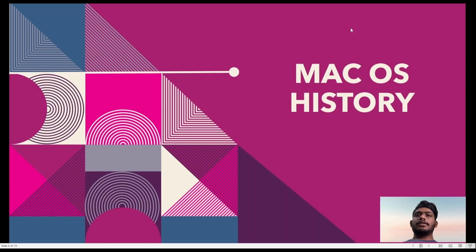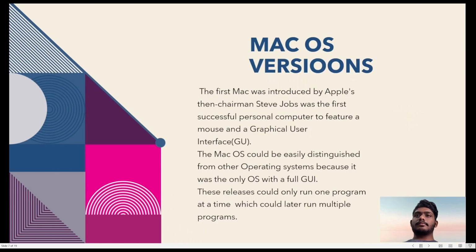Let us have a look at the history of the Mac operating system. The first Mac was introduced by Apple's chairman Steve Jobs. It was the first successful personal computer to feature a mouse and a graphical user interface. The Mac OS could easily be distinguished from other operating systems because it was the only operating system with a full GUI. These releases could only run one program at a time, but later, multiple programs were supported.